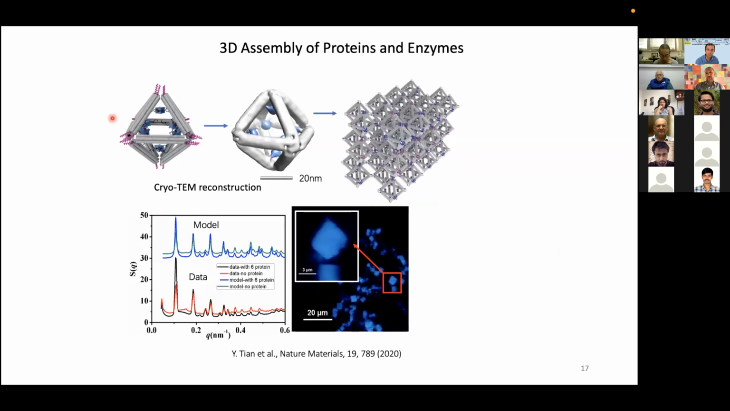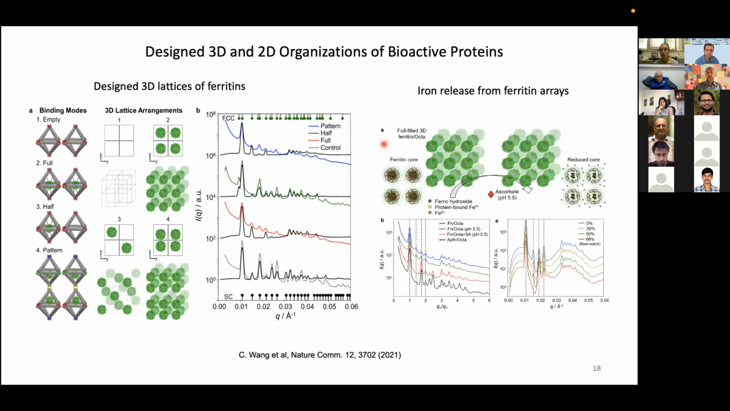We also demonstrated that this type of approach can be used for organizing proteins, where I'm showing here the example of streptavidin, which has been placed specifically in this case, and this building block has been assembled in a three-dimensional structure. We also recently showed that this type of approach can lead not only to creating protein lattices, but also those proteins can be fully functional within those lattices.